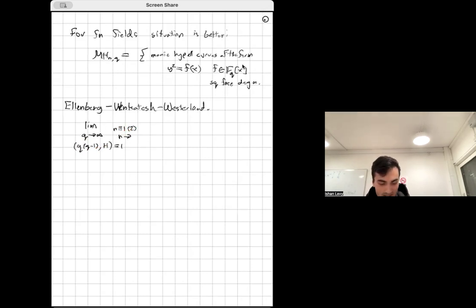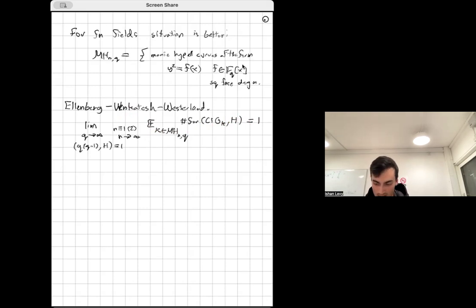And so if you take the limit as both q and n approach infinity of the expected number of surjections from the class group of this hyperelliptic curve to H, then what they showed is that this is 1, which is what you would get for the Cohen-Lenstra distribution. So they proved a version of the Cohen-Lenstra heuristics over function fields if you take a limit as q approaches infinity.